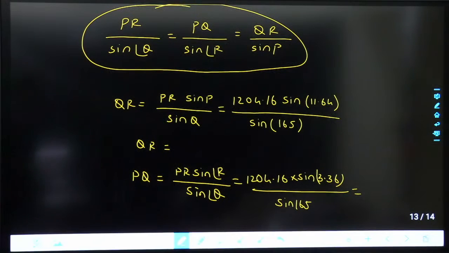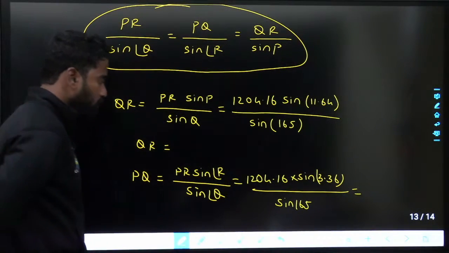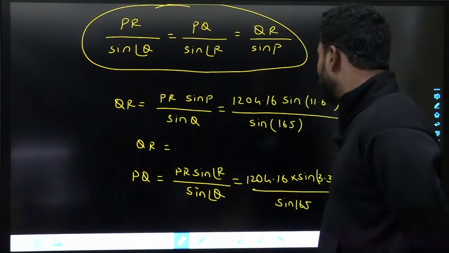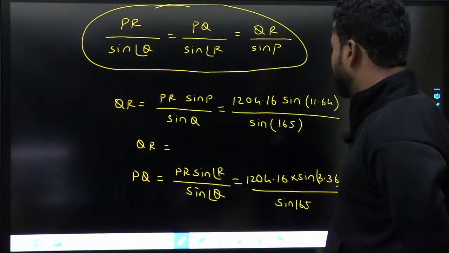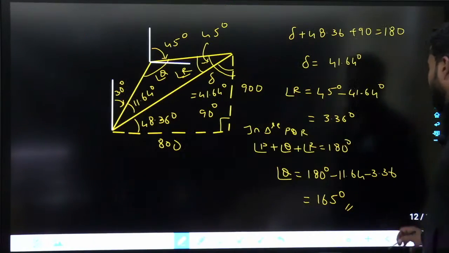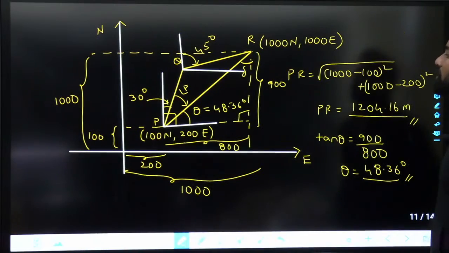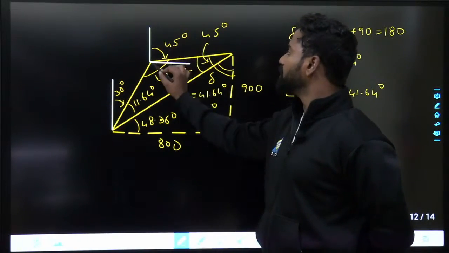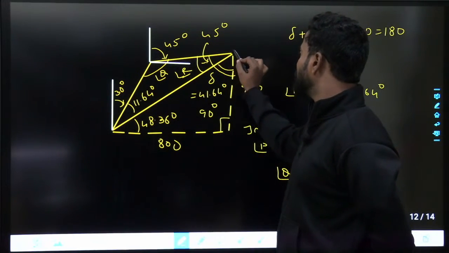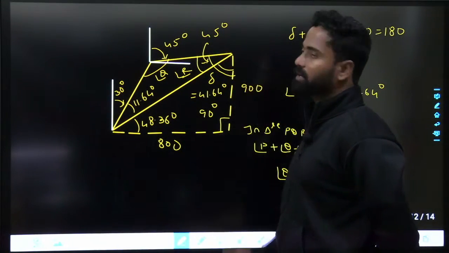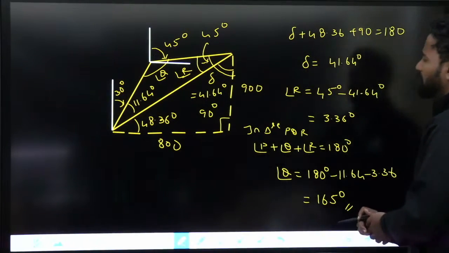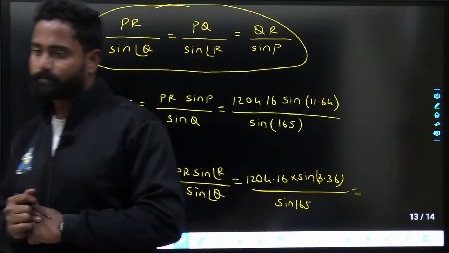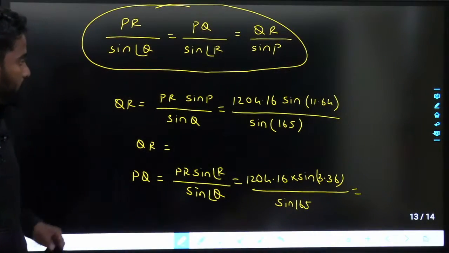What is the answer? QR is how much? PQ is how much? What is the value of QR? What is the value of PQ? It's just a game of angles and then distances. See, this line with respect to vertical makes 45 degrees. That's how everything is simple mathematics. So what is this value QR you are getting? What is the value of PQ you are getting?